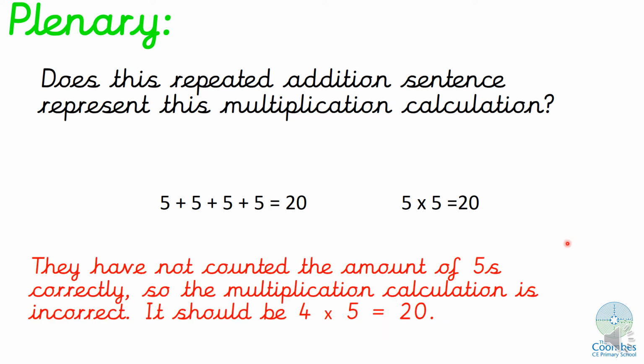So they're not correct because they have not counted the amount of 5s correctly. There is 1, 2, 3, 4. So it would be 4 groups of 5, not 5 groups of 5. Well done if you got that correct.